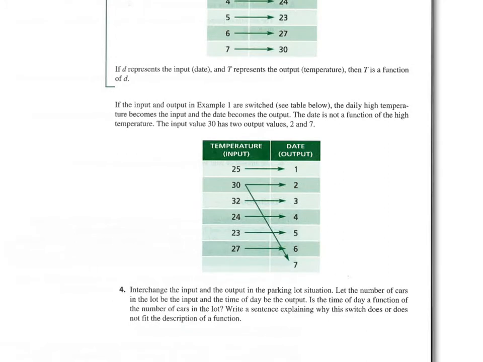So if you make your temperature your input and your date the output, which doesn't really make sense to have it this way, they're trying to just show that right here. Let me circle where the problem is. This right here is the problem, okay? You see that 30, that temperature of 30 maps to two different dates. If I said, what's the date where the temperature is 30? Well, you would not know the exact answer because 30 maps to 2 and it maps to 7. That's why this is not a function.